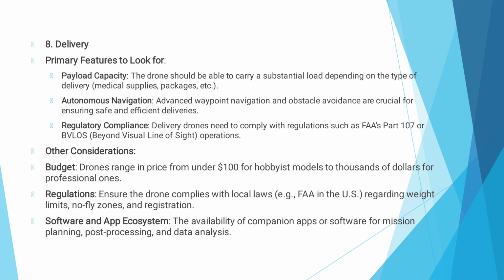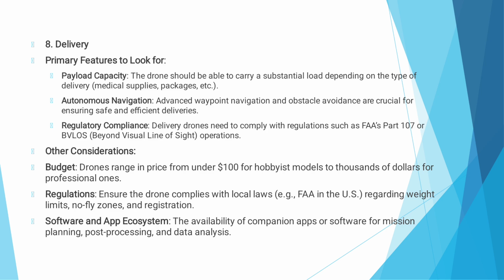These are the primary factors of delivery. The drone should be able to carry a substantial load depending on the type of delivery. Then advanced waypoint navigation and obstacle avoidance are crucial for ensuring safe and efficient deliveries. Regulatory compliance: delivery drones need to comply with regulations such as FAA Part 107 or BVLOS, that is beyond visual line of sight operations.